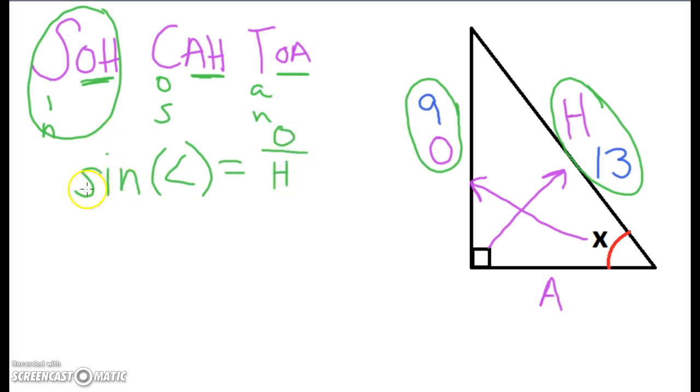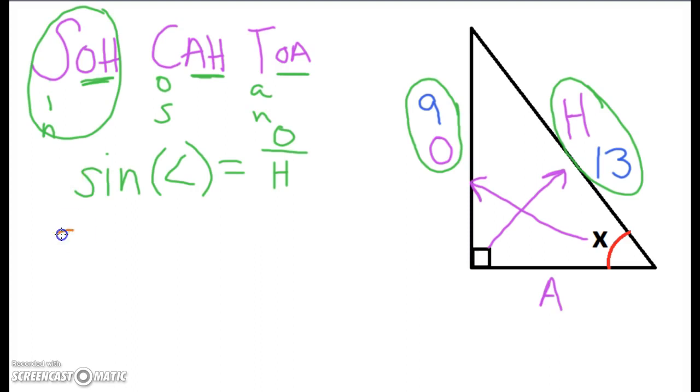All right, you say the sine or cosine or tangent, whichever trig ratio you're using, of your angle always goes with your trig ratio, is equal to, and then you set up a ratio of the two pieces that you need for each one. So sine is O over H, cosine is A over H, and tangent is O over A.